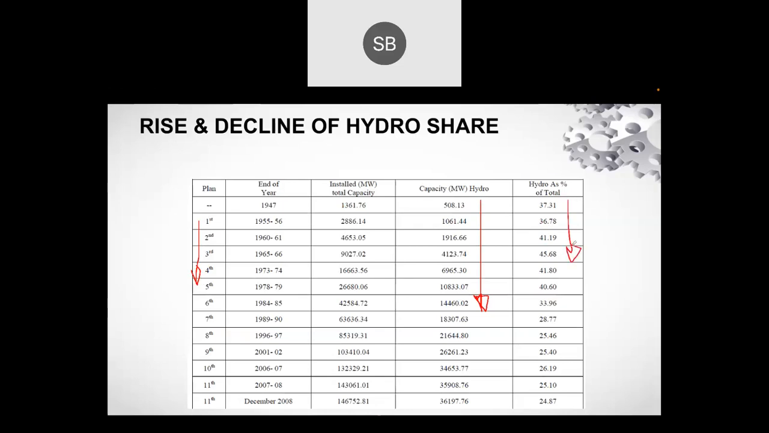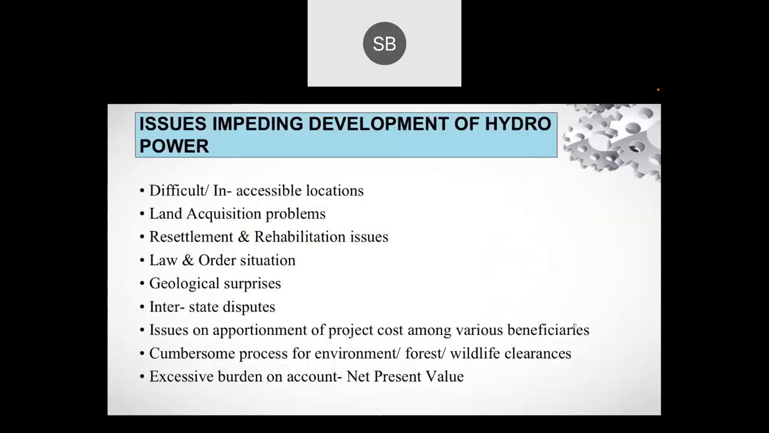You can see there are a number of plans and the years. You can see the hydraulic energy installed capacity with respect to plan. You can see the share of hydroelectric power plants increases from independence up to the 80s, and after that it decreases because other types of power plants were installed.